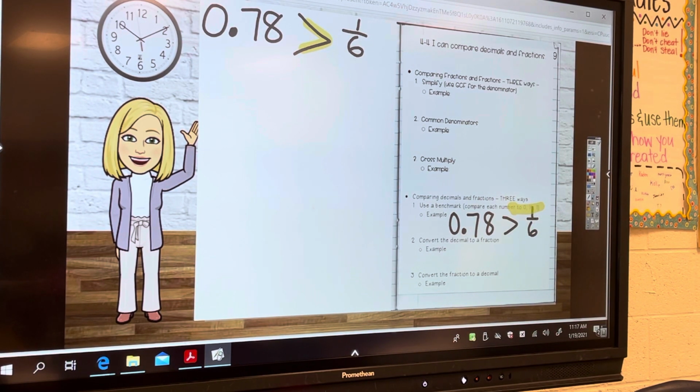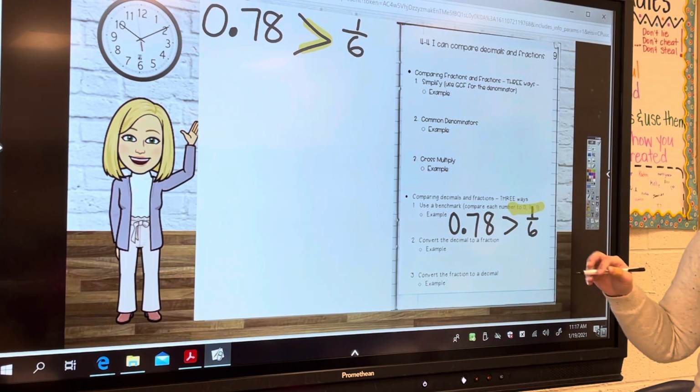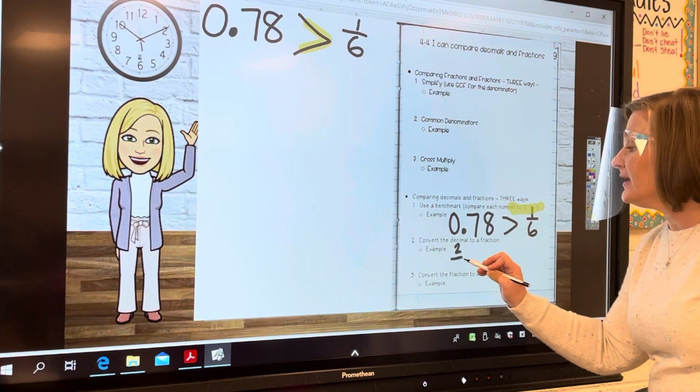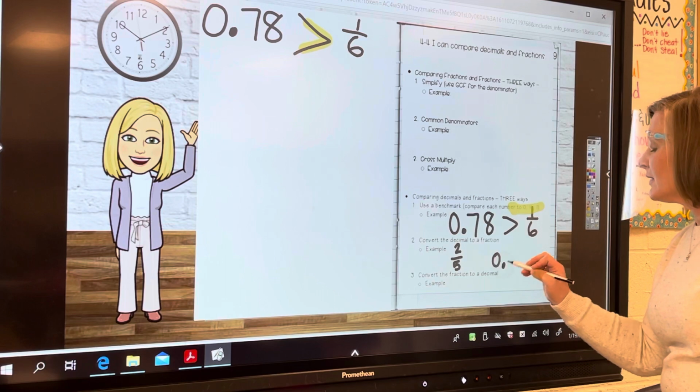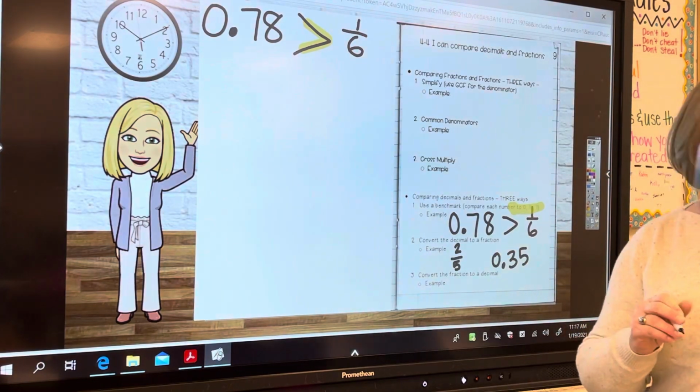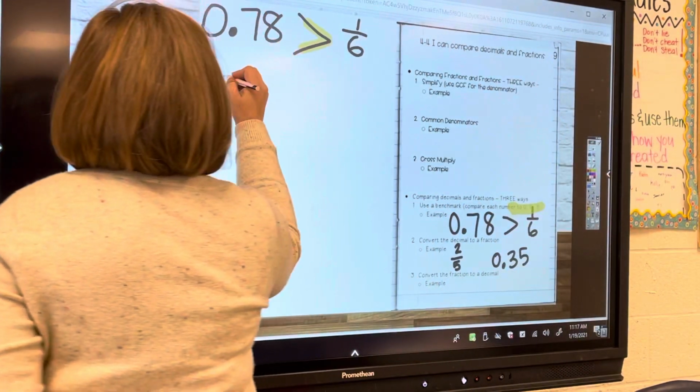Now, this next way is not my favorite way, okay? I'm just going to tell you. I don't do this way unless I absolutely have to. And that is to convert the decimal to a fraction. So, if we are comparing 2/5 to 35/100, okay? So, I'm going to write that over here.